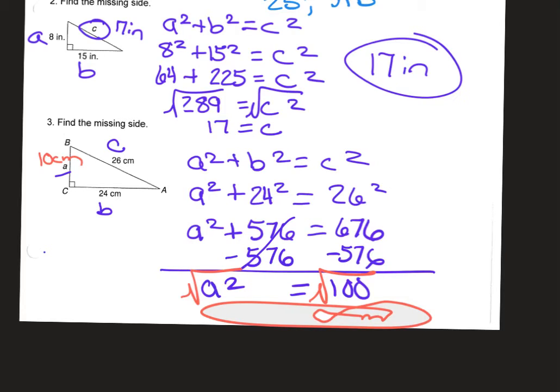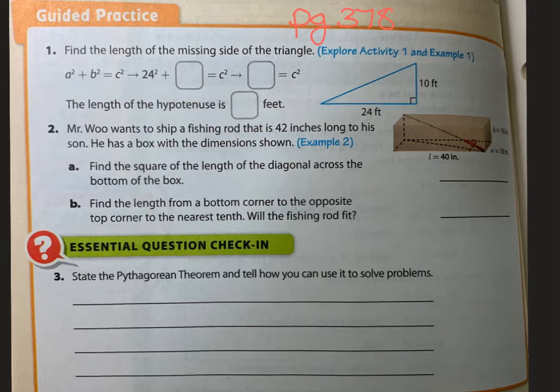You need to turn to page 378 in your workbooks. Okay, make sure that you're on page 378. It says to find the length of the missing sides of the triangle. So we have A squared plus B squared equals C squared. They already filled in A being 24. So we need to fill in our B being 10. So 10 squared equals C squared.